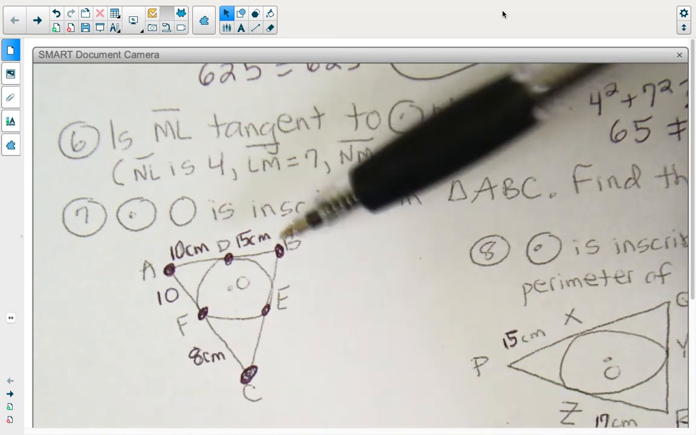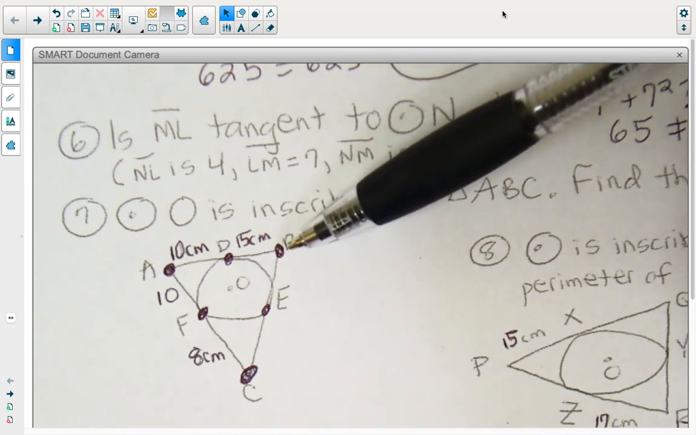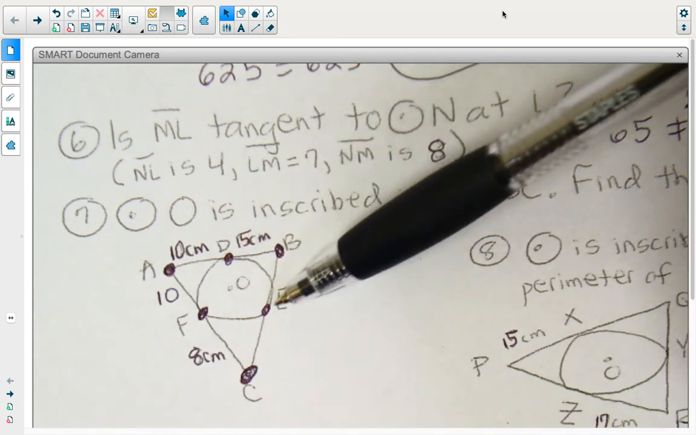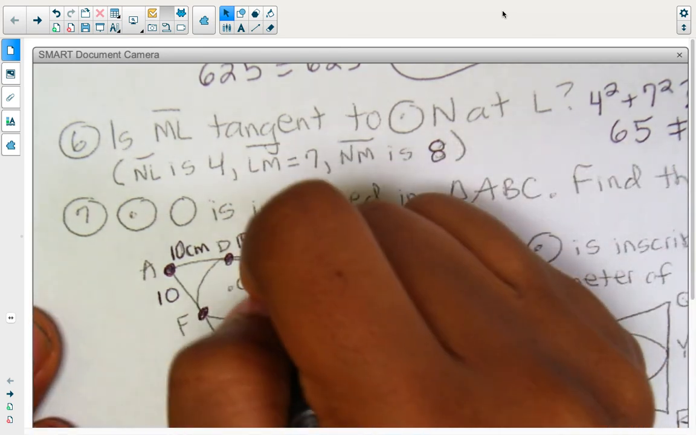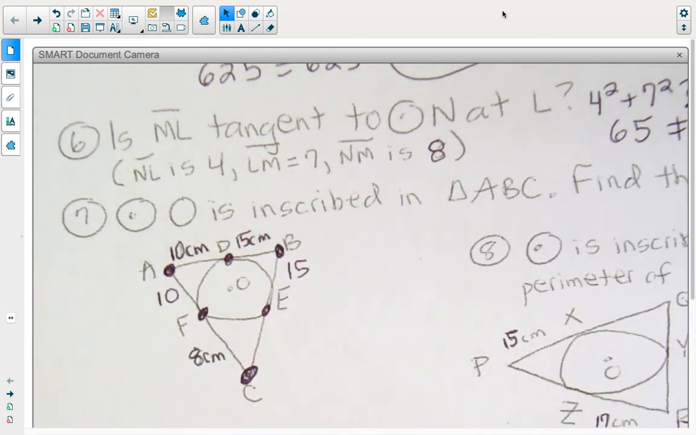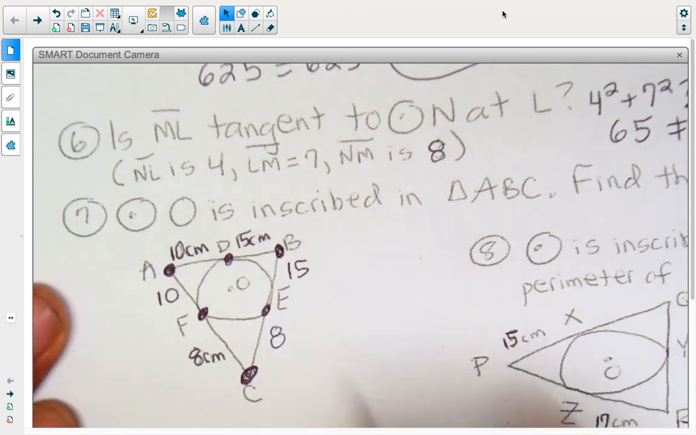Let's do the other side. This is point B. BD and BE are congruent to each other, so this side is 15. All right, we keep making our way around the circle. This is point C outside of the circle. So CF is congruent to CE, so CE is also 8.